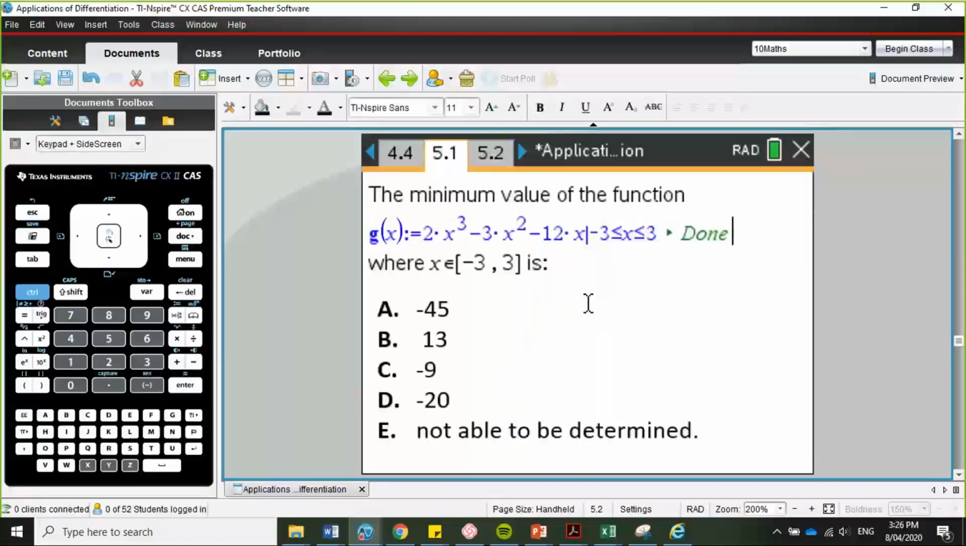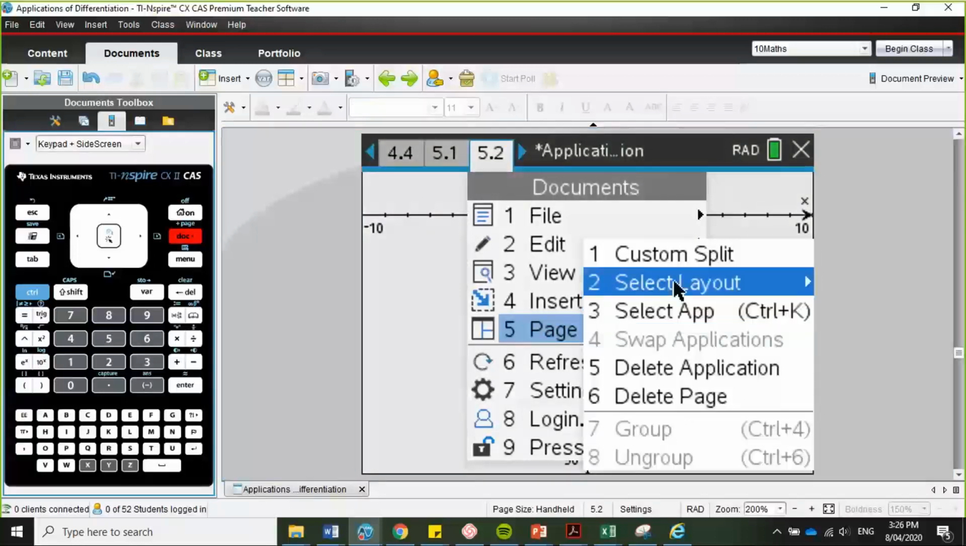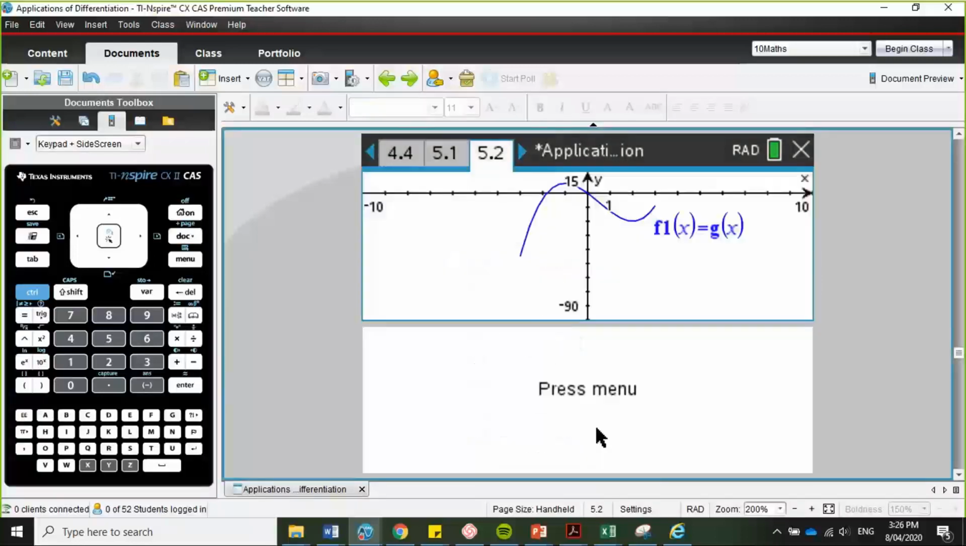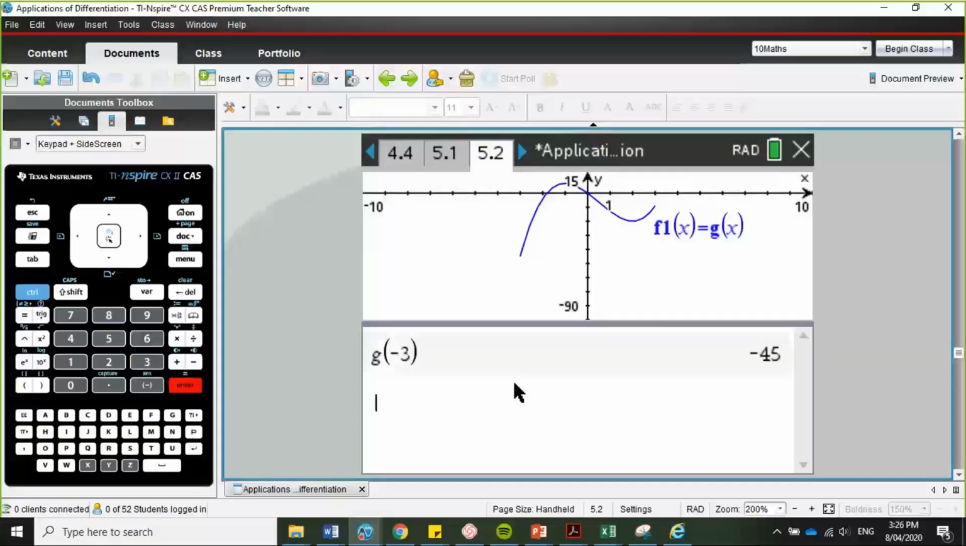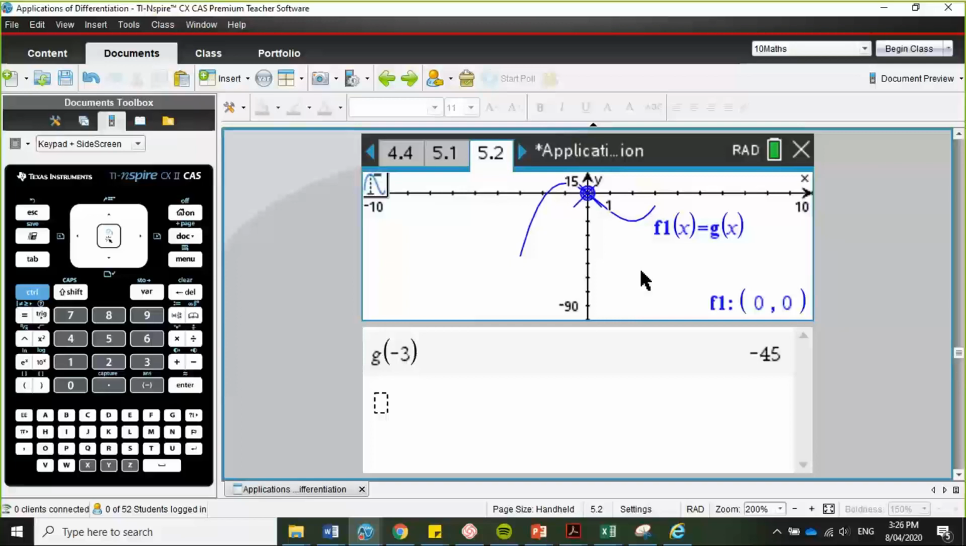One way is that we can just work in a normal calculator page, and I'll split my page here so we can see the normal calculator page. Here we go. And knowing that that endpoint is at -3, I could evaluate g(-3). Okay, and there's my minimum function value. If you want to use the graph, you can use menu, trace, and then trace graph, and you can type in -3, I press enter, and it will actually label that point on the graph. So that's another way to do it.